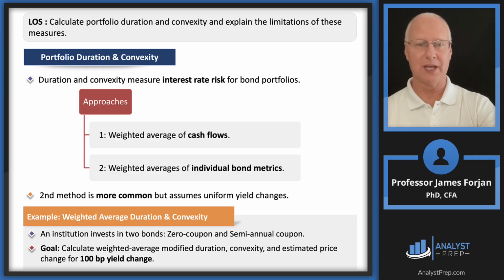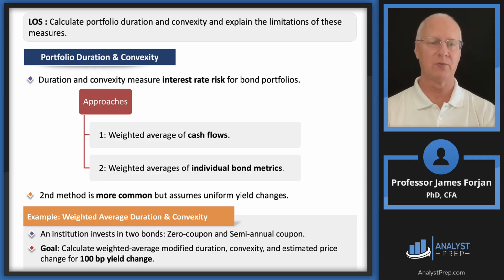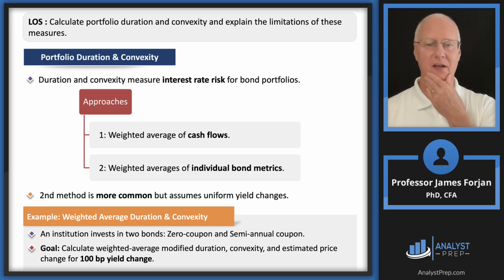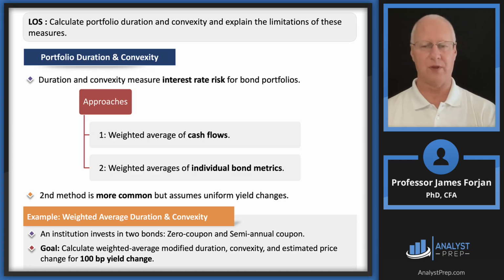And their own convexity. So what we're going to have to do is take a weighted average. You can do this weighted average of the cash flows or the weighted average of the individual bond metrics. So let's take a look at an example down here at the bottom. An institution invests in two bonds. One's a zero coupon bond, one's a semi-annual coupon bond. Let's go ahead and calculate the duration, convexity, and the estimated price change for that 100 basis point yield change.